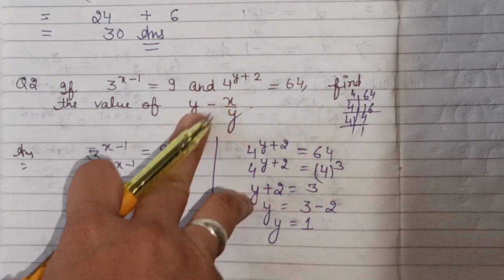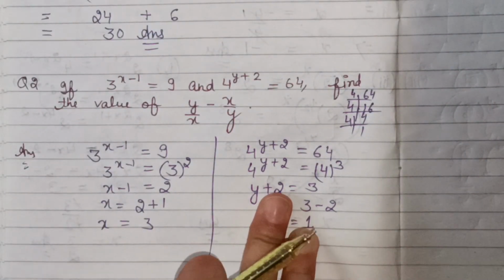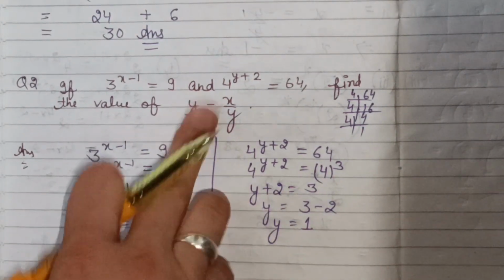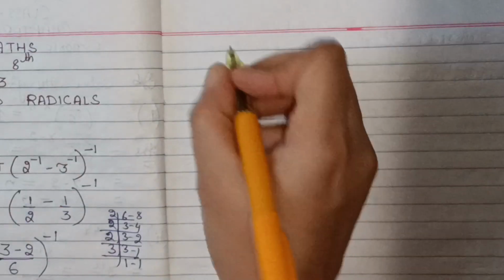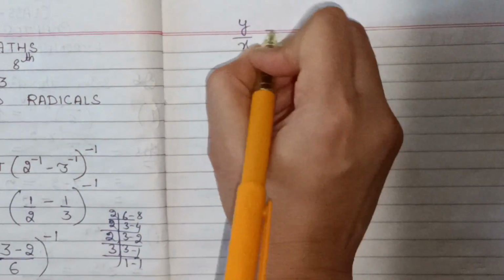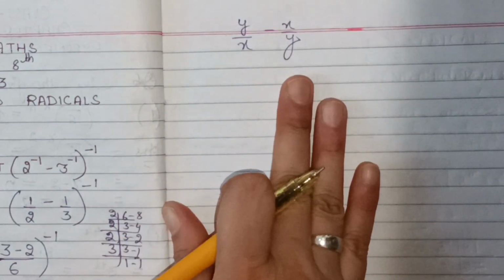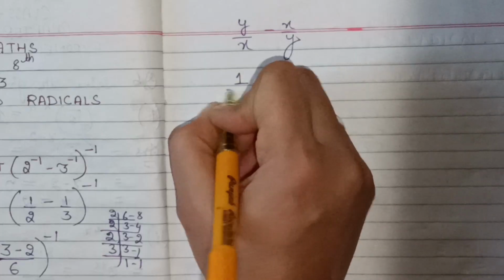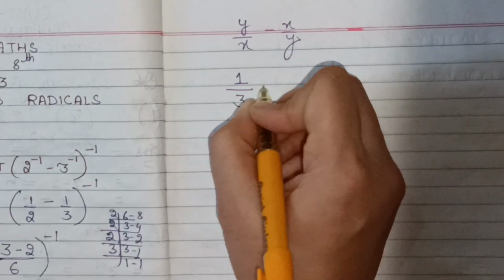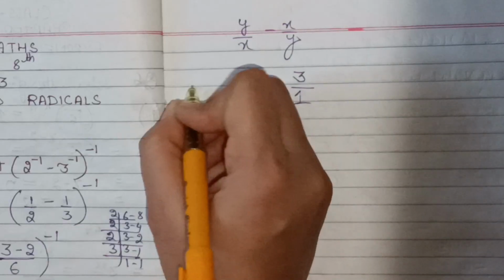Now I have to find the value of y upon x minus x upon y. Now put the values of x and y in the given question. y is equal to 1 and x we calculated is equal to 3, x is equal to 3 and y is equal to 1.